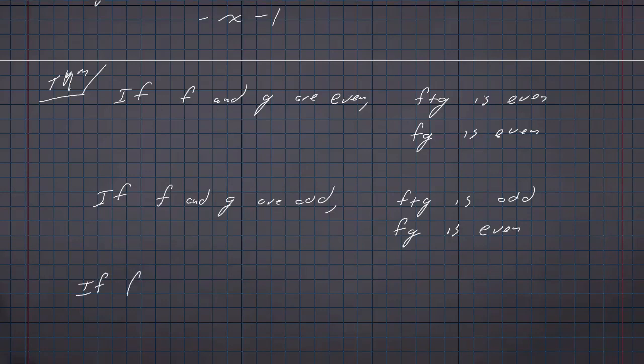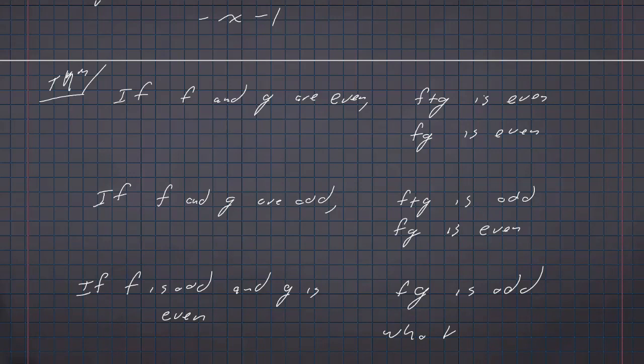And finally, if f is odd and g is even, then f times g is odd, but f plus g we can't determine. If you have an even function and an odd function and you add them together, it's possible you end up with an even function. It's possible you end up with an odd function. It's possible you end up with a function that is neither even nor odd.